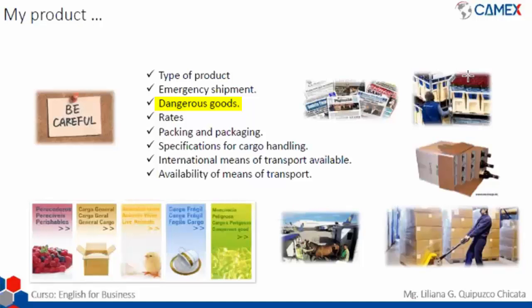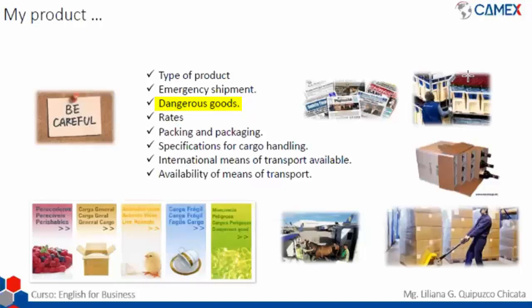Because if it is dangerous, maybe I will have some restrictions for the transport. So I have to check if I'm importing chemicals, maybe some products that could be corrosive, or products like, for example, gasoline in this case, petroleum. I have to be careful because those kinds of products tend to be dangerous. So I have to check.